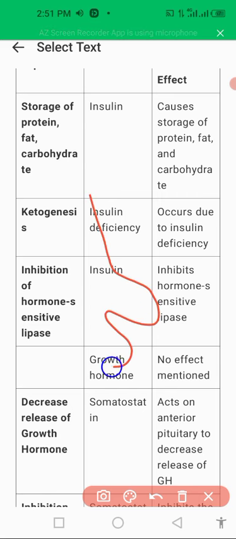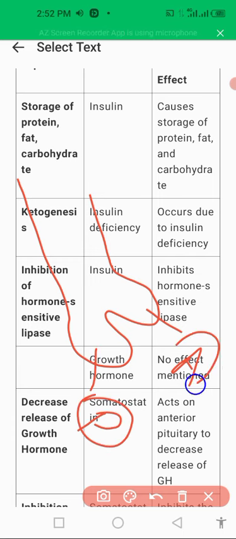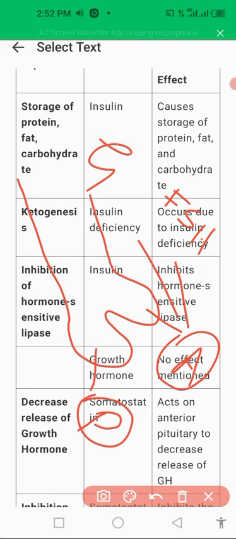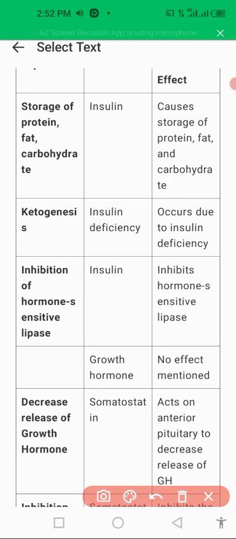As we know the anatomy of the pituitary gland, there is an anterior pituitary gland and a posterior pituitary gland. The anterior pituitary releases FSH and other hormones like growth hormone, and the posterior pituitary releases oxytocin and ADH. So in this way, the pituitary gland has decreased growth hormone because of somatostatin.